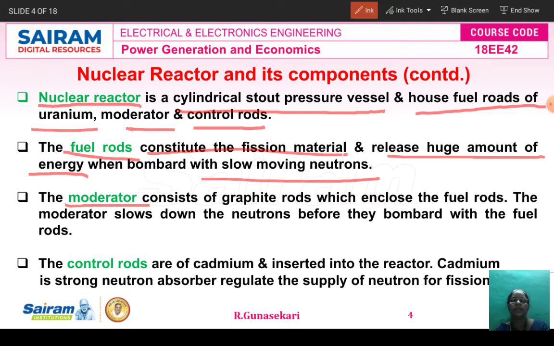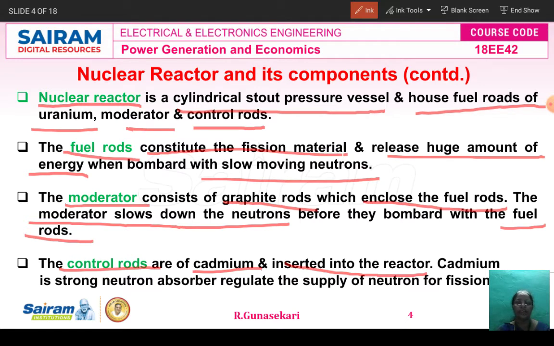Then what is meant by moderator? The moderator consists of graphite rods which enclose the fuel rods, as we already saw in the diagram. The moderator slows down the neutrons before they bombard the fuel rods. Then the control rods. The control rods are made up of cadmium and are inserted into the nuclear reactor. Cadmium is a strong neutron absorber and regulates the supply of neutrons for the fission process.